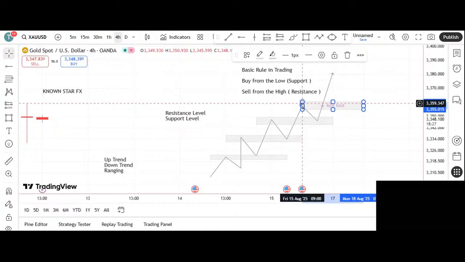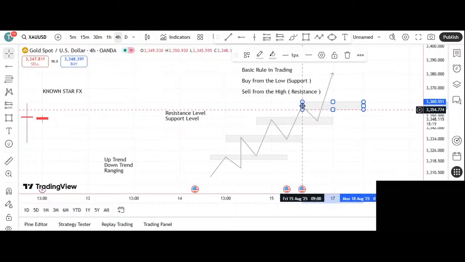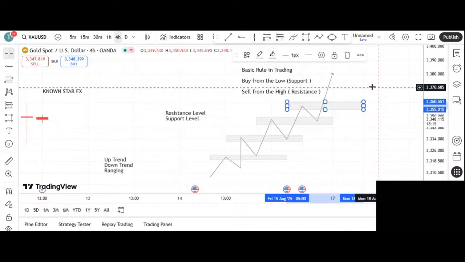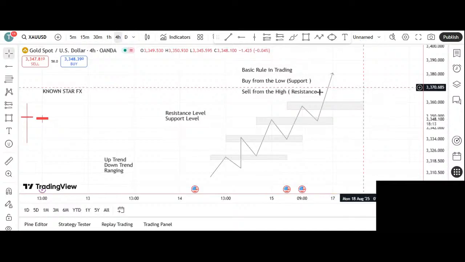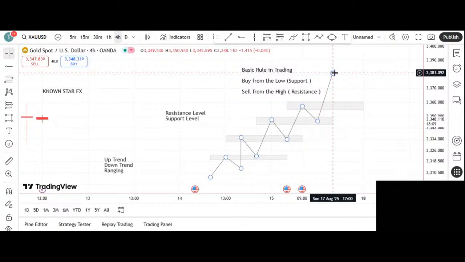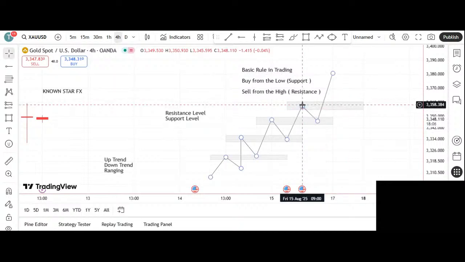Now, how do we get in on this trade, following our basic trading rule? I need an opinion from somebody. Where are we going to buy from in this trade? Are we going to buy from this high right here, or are we going to buy from this broken resistance level? I want to see your opinion. Where do we buy from now?